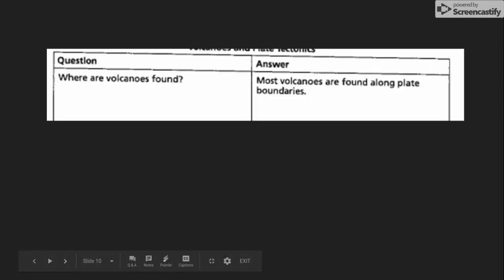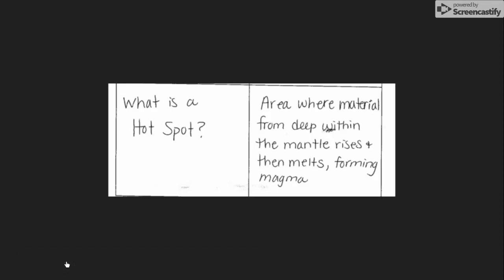Questions: where are volcanoes found? Most volcanoes are found along plate boundaries. What is a hot spot? It's an area where material from deep within the mantle rises and then melts, forming magma.